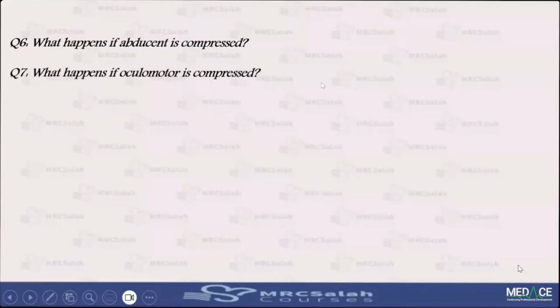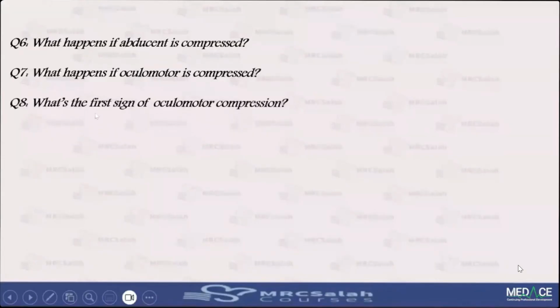What happens if the oculomotor is compressed? The oculomotor supplies a lot of muscles. Firstly, we will have mydriasis, which is dilatation of the pupils because of loss of the parasympathetic supply from the oculomotor. And then the gaze will be affected. The eye would be looking downward and outward. And we also have ptosis because we lost the function of the levator palpebrae superioris.